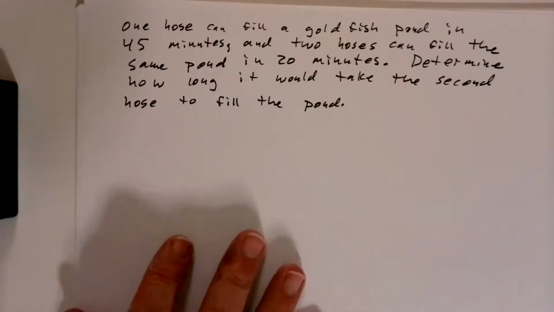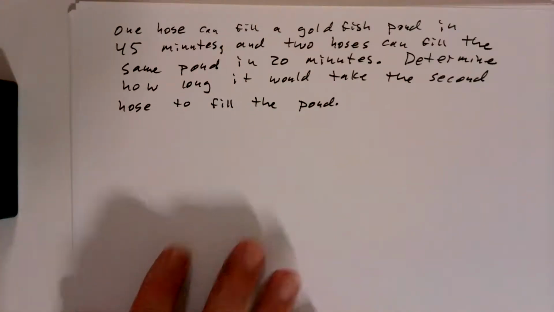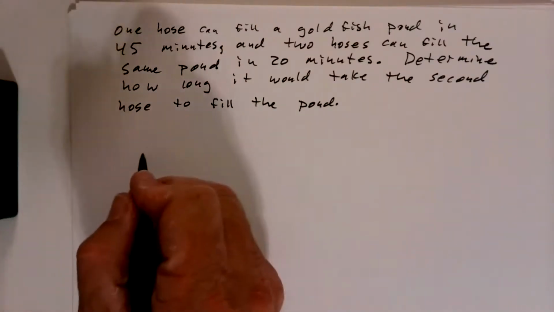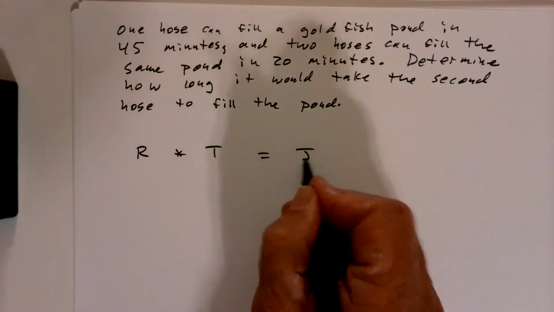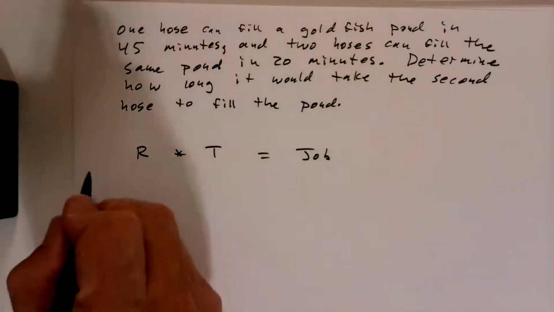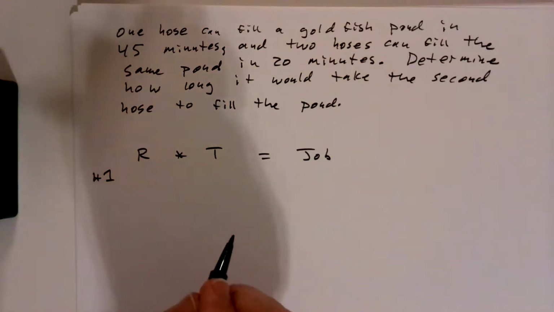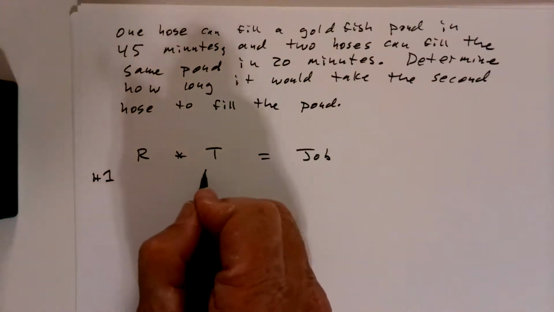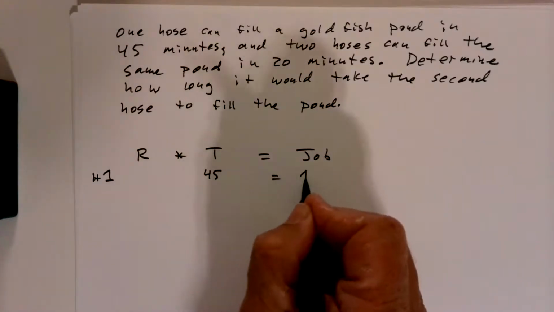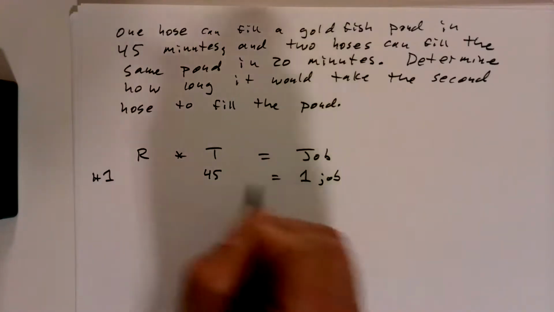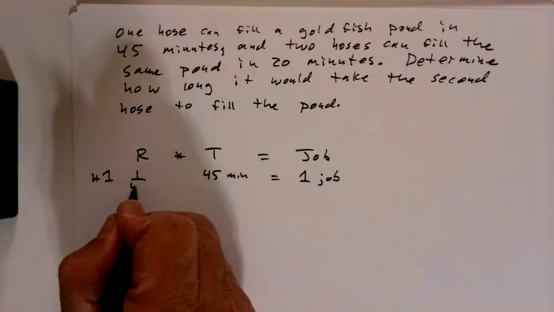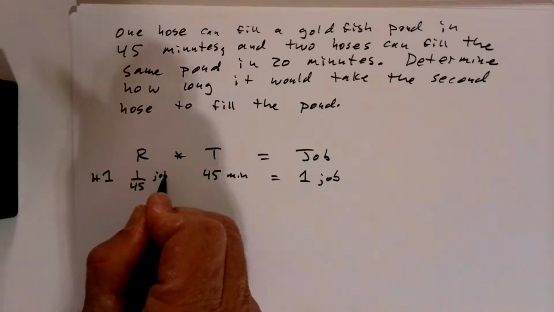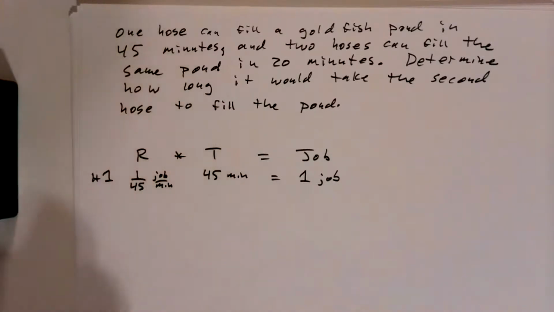And we have one last problem with two things working simultaneously again. So we'll use our favorite model, rate times time equals job. One hose, so hose one, can fill it in 45 minutes. 45 minutes to do one job. So the rate is 1/45th of a job per minute.